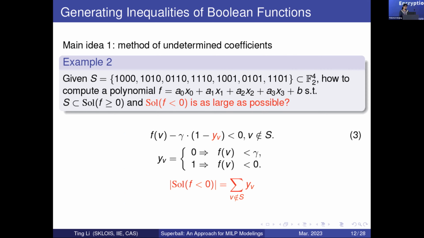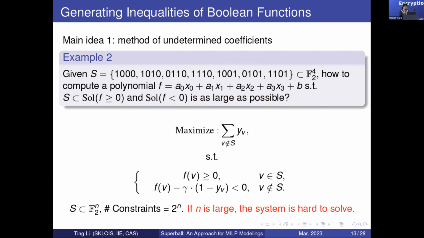The number of points where f is negative is equal to the sum of y_v for v not in S. To make it as large as possible, we can add it into the objective function. And here is the MILP model we formulated to compute the polynomial f. The number of constraints is 2 to the power n. As n increases, the number of constraints increases exponentially, and the system becomes harder to solve.